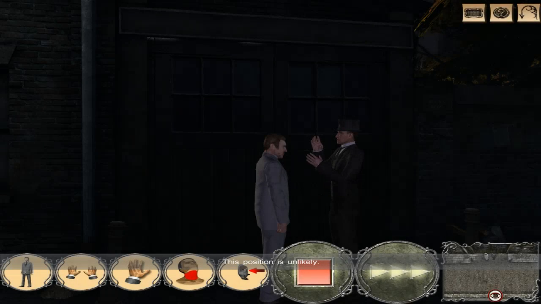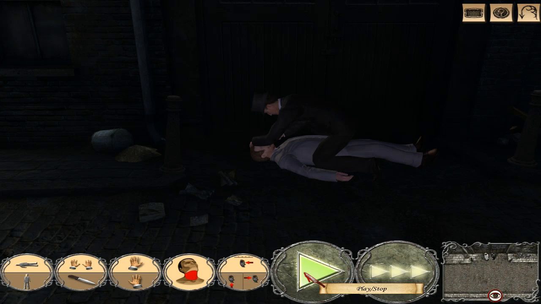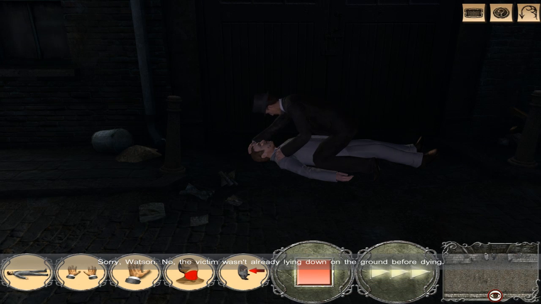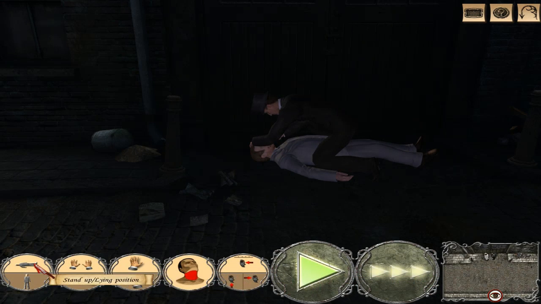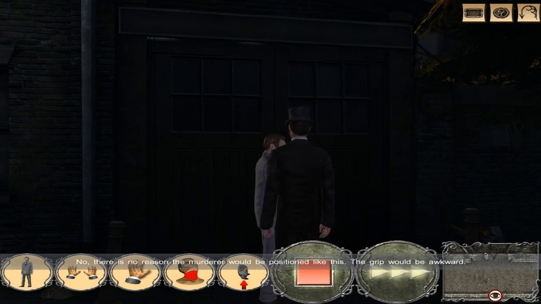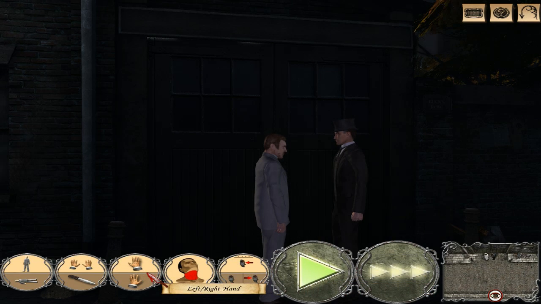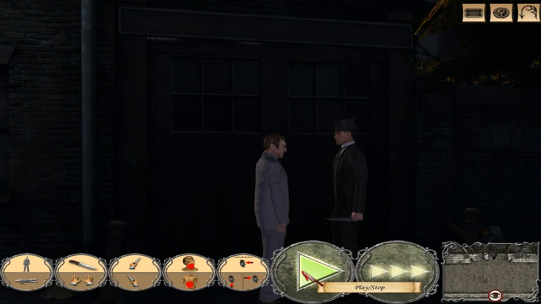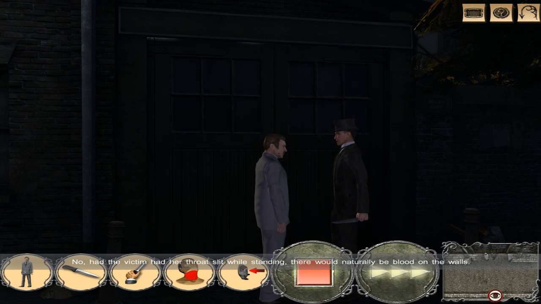This position is unlikely. Sorry, Watson. No, the victim wasn't already lying down on the ground before dying. No, there is no reason the murderer would be positioned like this. The grip would be awkward. No, had the victim had her throat slit while standing, there would naturally be blood on the walls.